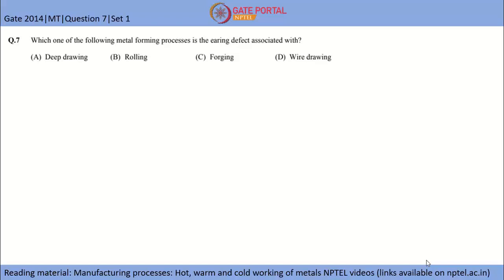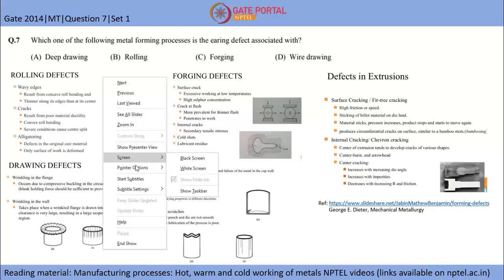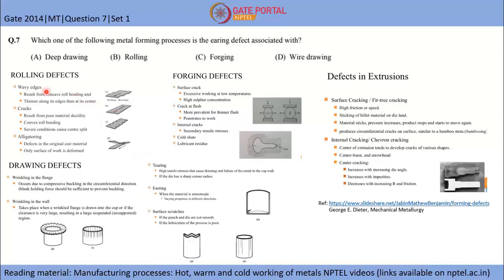So first we need to understand what kind of defects are formed in each and every process. First, coming to the rolling defects. Here, four kinds of defects are observed. Firstly, wavy edges, which result from concave roll bending. Sometimes when you pass a sheet through rolls, the rolls bend concavely as well as convexly. Hence, different types of cracks or waves will be generated.